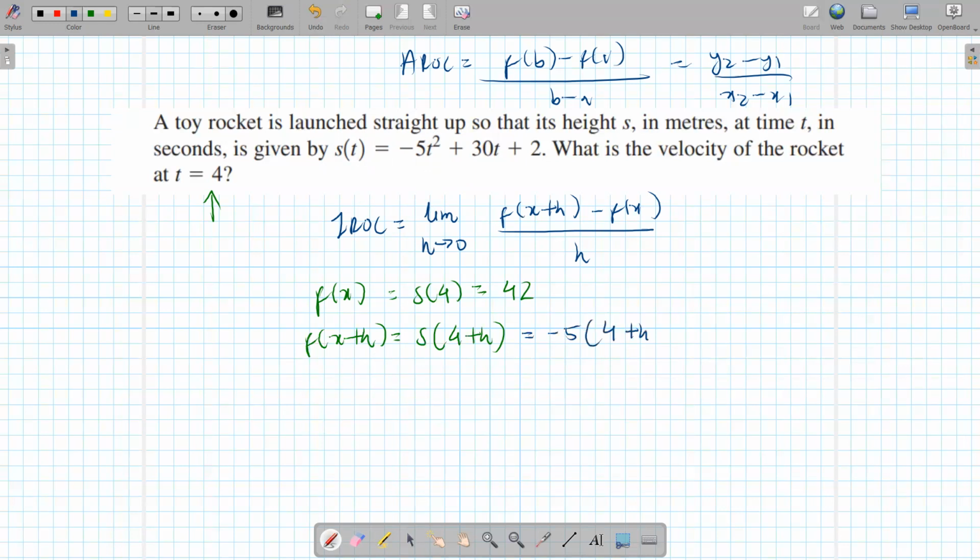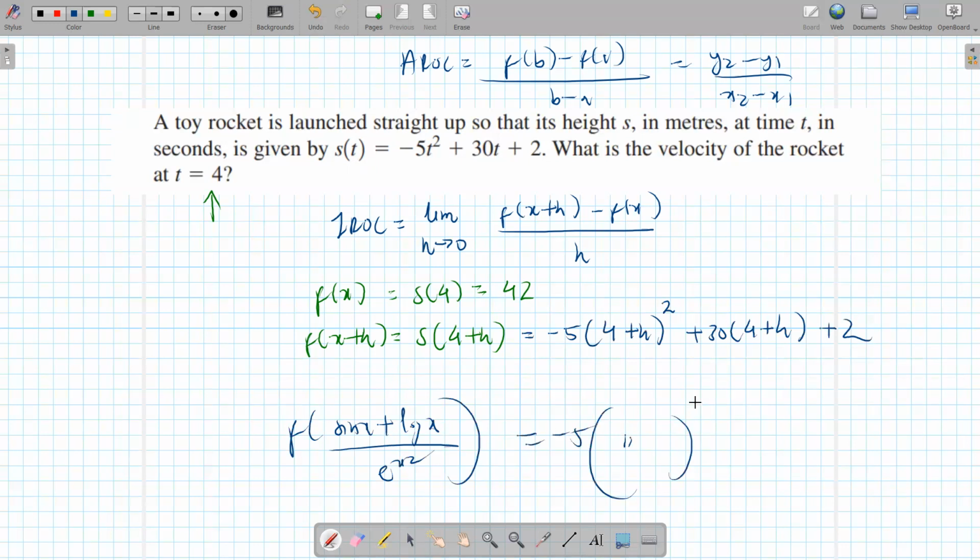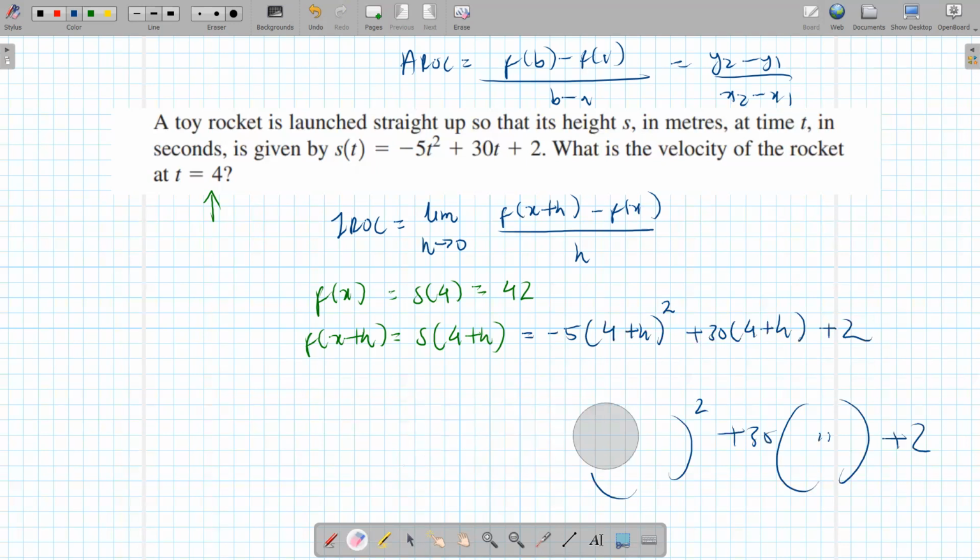Like this. So t squared becomes (4 plus h) squared. The other t becomes 4 plus h, and plus 2, like this. Replace all the t's, and this applies to anything. For example, if I asked you what's sine of x plus log x over e to the x squared or something, you'd literally replace all the t's with that bracket. So 5t squared plus 30 times that bracket plus 2. It doesn't always have to be numbers. It could be something like x plus h.